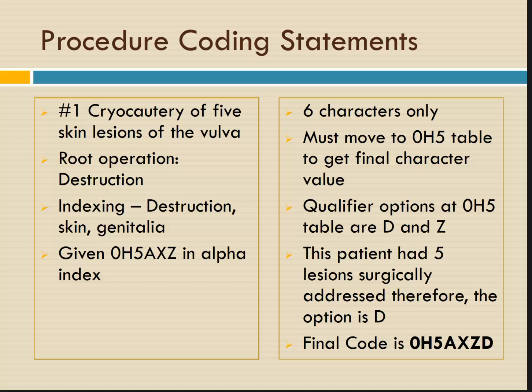And D denotes multiple lesions. And that applies to this particular case because this woman had 5 lesions addressed. So we choose D, and we end up with the final code of 0H5AXZD.